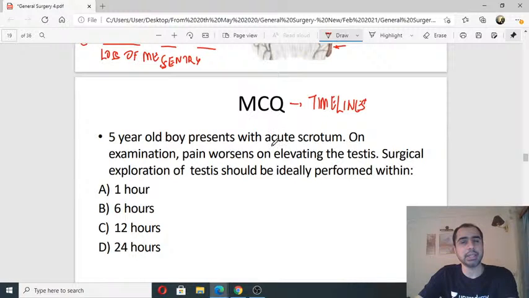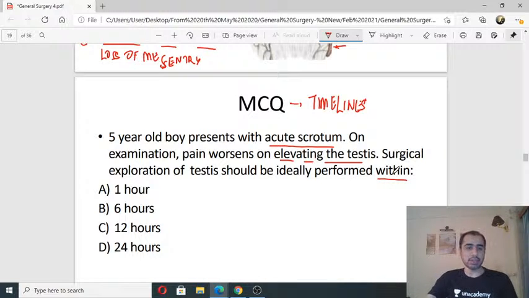A 5-year-old boy presents with acute scrotum. Pain worsens on elevating the testes. If you are performing a surgical exploration, when should it ideally be performed? Within what duration? 1 hour, 6 hours, 12 hours, or 24 hours? First, you need to identify what the disease is. 1 hour, 6 hours. What is the disease? And what is this test that I have done?